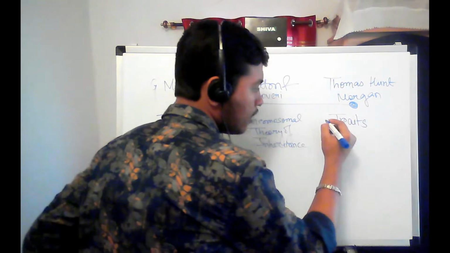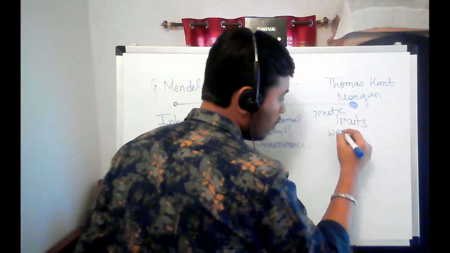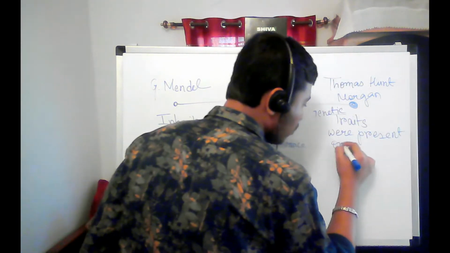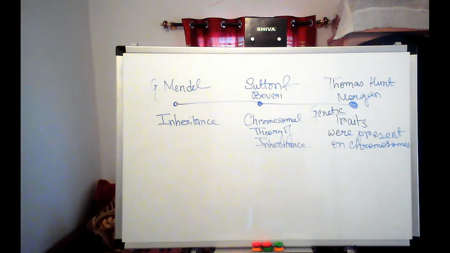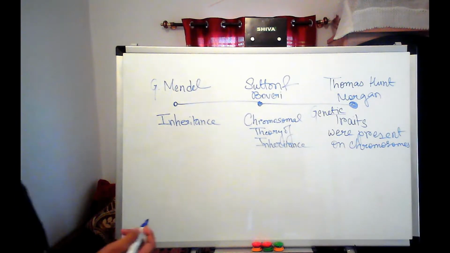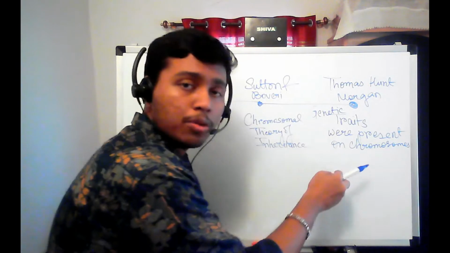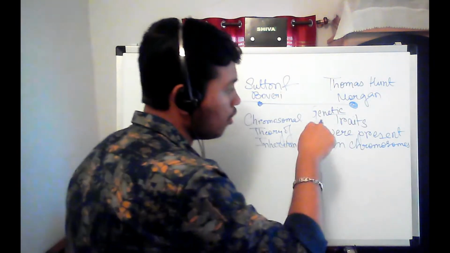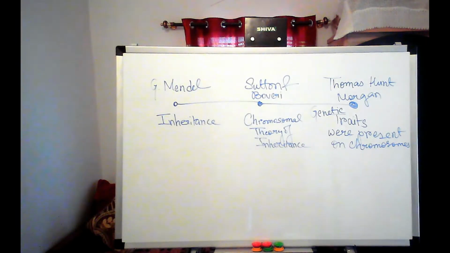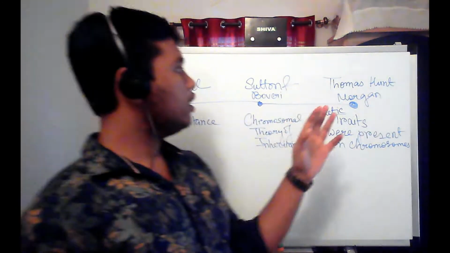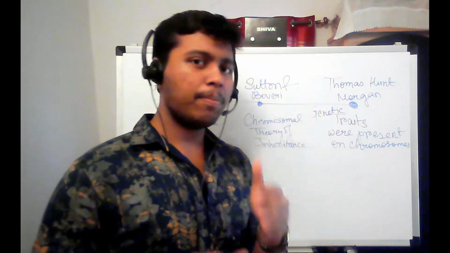So what did he say were traits? Genetic traits were present on chromosomes. Traits present in chromosomes were genetic in nature. This in itself has two explanations: traits are present on chromosomes and are genetic in nature, or genetic traits are present on chromosomes. That is also one kind of explanation. So T.H. Morgan said that the genetic traits were present on the chromosomes. Genetic traits were a part of the chromosomes.